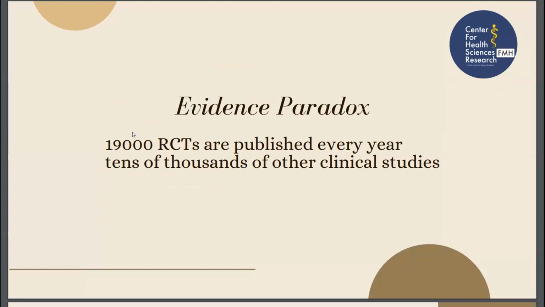Evidence paradox. So the evidence paradox is that on average a researcher is writing 4 papers a year. It has been said that 19,000 RCTs are being published every year. Tens of thousands of other clinical studies are also being published. According to a report in 2023, 5.14 million research papers have been published. The purpose of telling you this was just that advancement in the field of research is happening very rapidly. So we must upgrade our game in this regard.